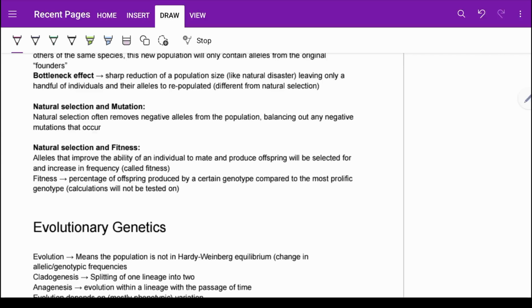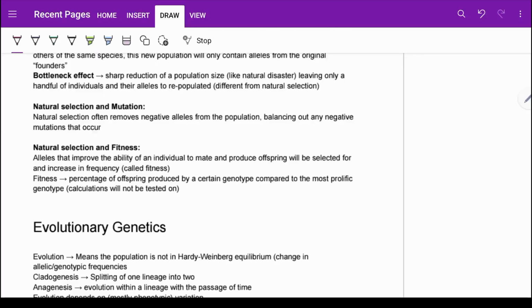That's an example of natural selection not occurring and balancing out those negative mutations. We also have natural selection and fitness. Basically, when natural selection does work, it often selects for the positive alleles that make the species as a whole stronger and more able to survive and reproduce.